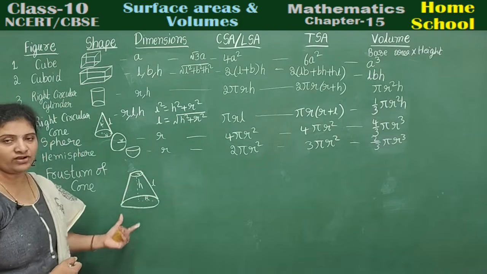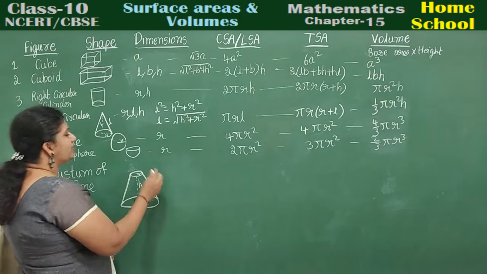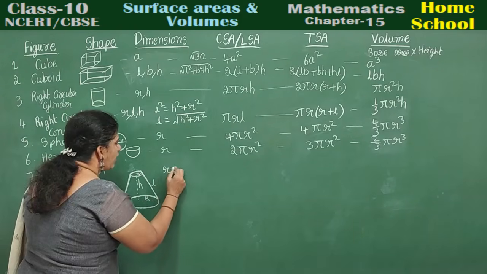And now coming to the frustum of a cone. What are the dimensions we have here? Small r.